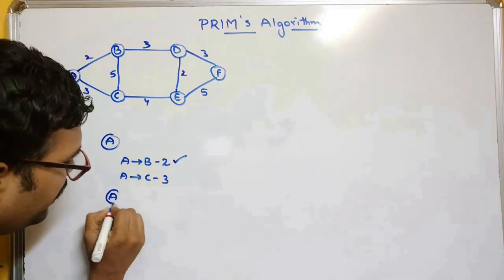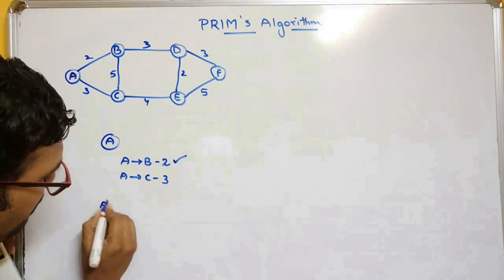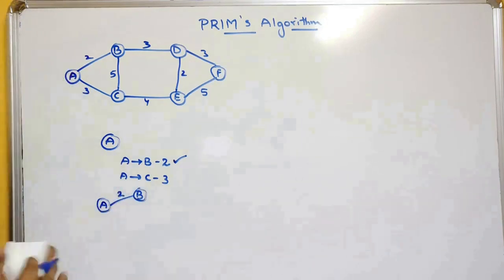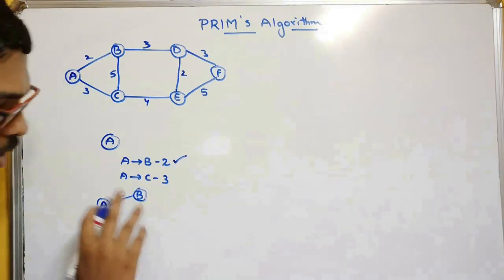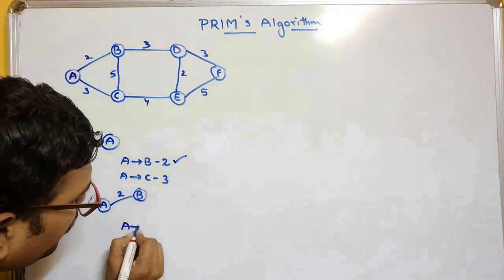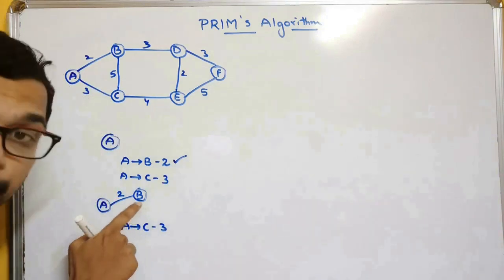Now the spanning tree will be A followed by B, with a cost of 2. So this is the tree. Now what is the new vertex here? B. So what is the remaining vertex? Consider this one, A to C with 3, and consider the edges from B, right?